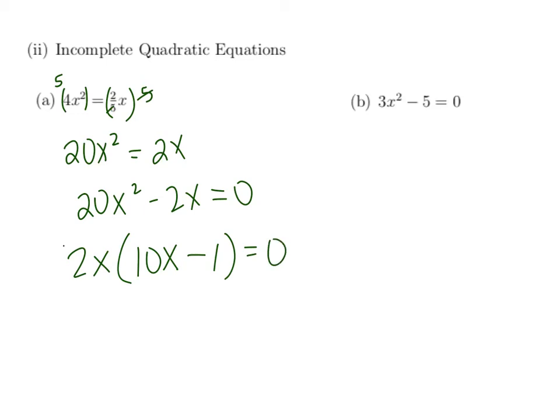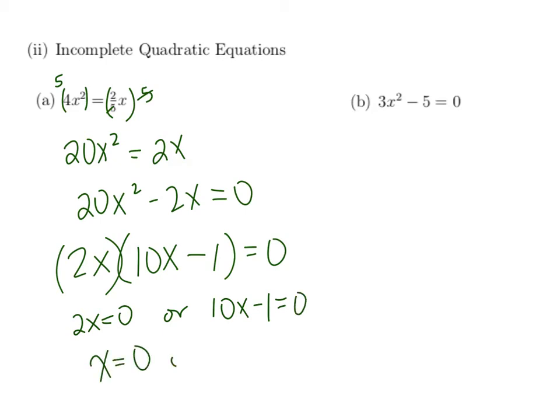From there, I still have a product, so I'm still going to apply my zero product property, which says that at least one of these has to be equal to 0. So I'm going to set 2x is equal to 0, or 10x minus 1 is equal to 0. Solving for x, divide by 2, divide by 2. X is 0, or add 1 and divide by 10. X is equal to 1 over 10.